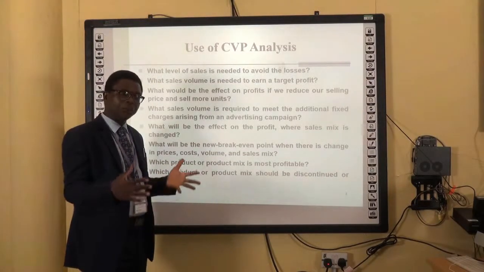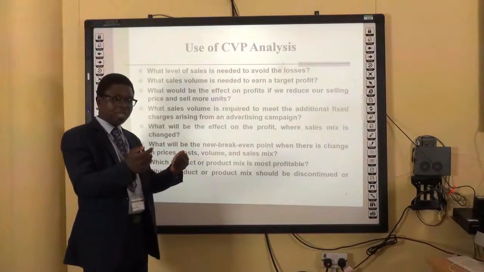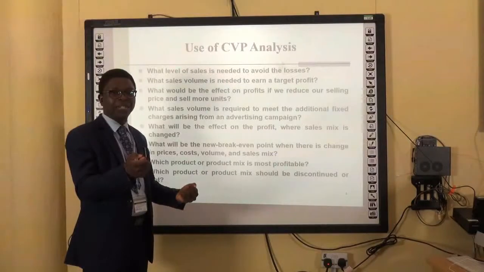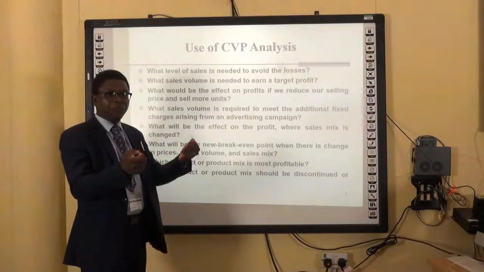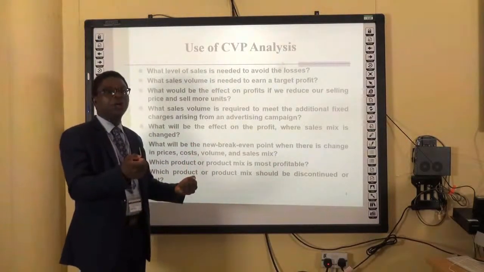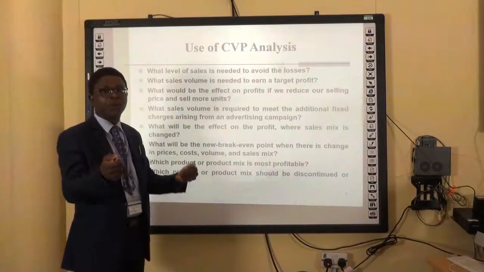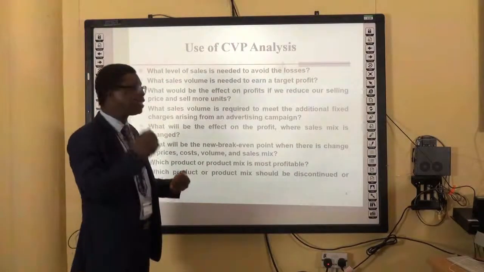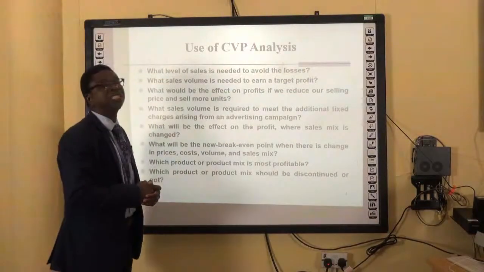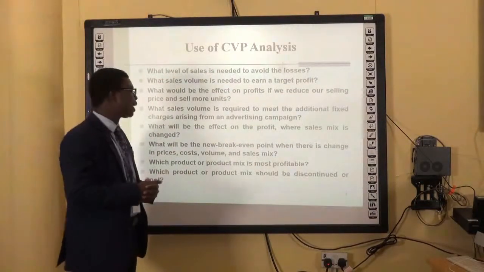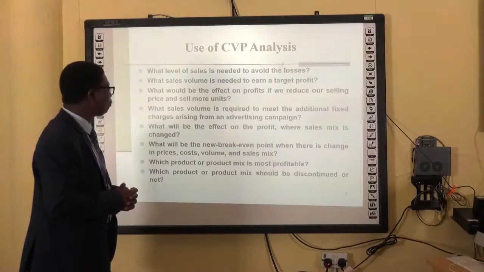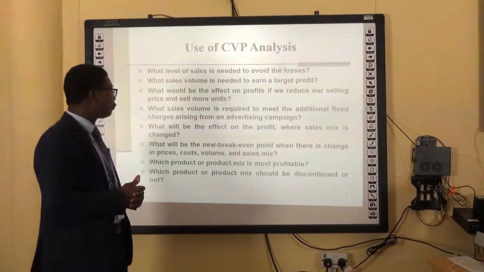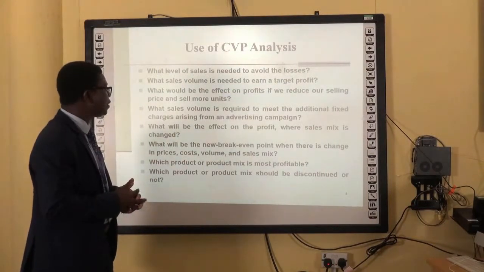Or what will be the effect on profit if we reduce our selling price and sell more units? You know, it is possible where selling price falls, using the law of demand and supply, if selling price falls, quantity demanded will increase. So we may reduce our selling price and then thereby increase the total units that are sold. How will that affect our profit level? These are questions that are answered using the cost volume profit analysis.